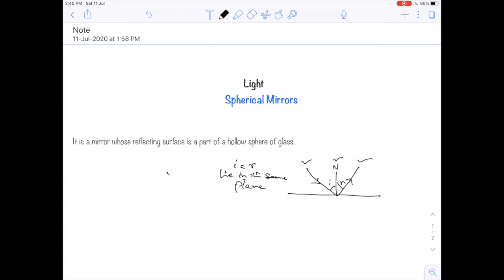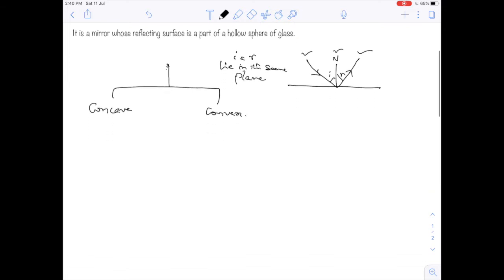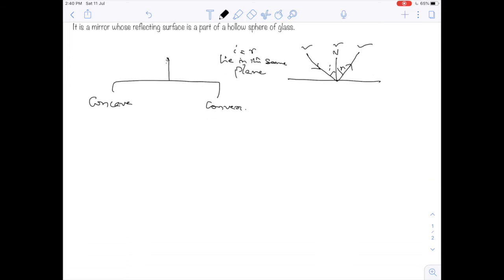Now, when you consider a spherical mirror, it is like this. How many different types of curved surfaces are there? Let's say I have a concave mirror and a convex mirror. Now, let us see what these two are. As per the definition, as we have seen, it is a part of a spherical surface.